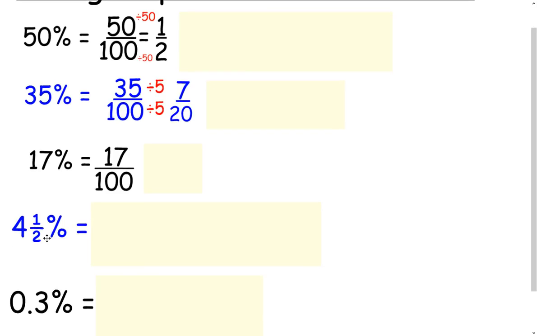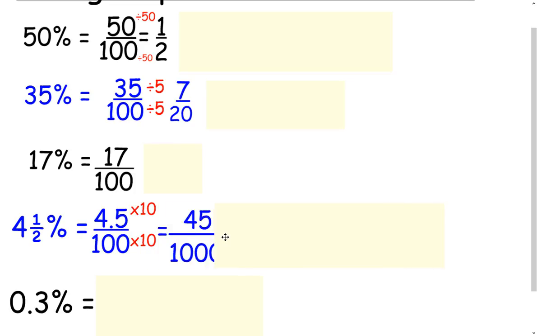Okay, so we have 4.5 over 100. It's going to look like this. We're going to make it into 4.5 as a decimal. We don't like decimals in the numerator, or anywhere in a fraction actually, so we're going to multiply the top and bottom by 10 to clear that decimal out. We end up with 45 over 1,000. And now we can divide the top and bottom by 5, and we get 9 over 200.